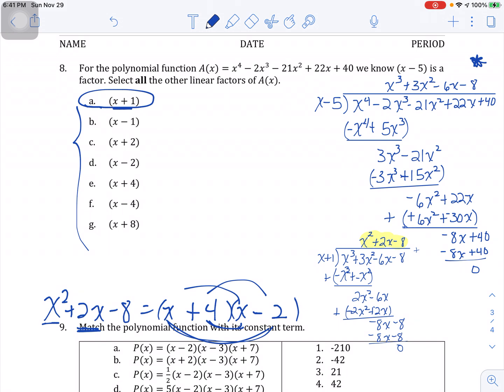So those are my other two linear factors. So I have this x minus 5, I have the x plus 1, and now I have x minus 2 and x plus 4. So there they are, D and E choices.